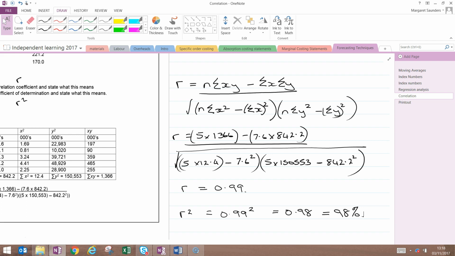So that is your calculations for regression, correlation, and the coefficient of determination. And that brings us to the end of this recording.